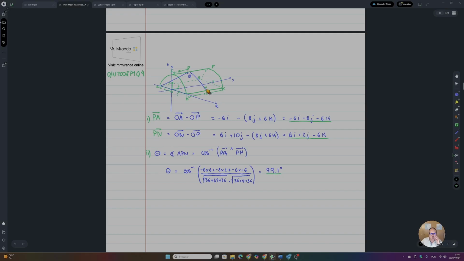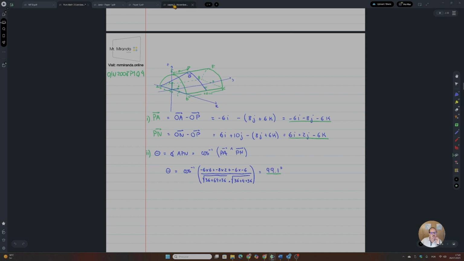PN is ON minus OP. How do you get to N from O? It's just 6i plus, if this is the midpoint, it's going to be half of that, plus 10j. And there's nothing in the z direction, so there's nothing on k. All right, so that's what you have over here, minus OP. We already saw how much that was. So this is the result. The angle is just applying the formula. Okay, actually much simpler to solve than to read.